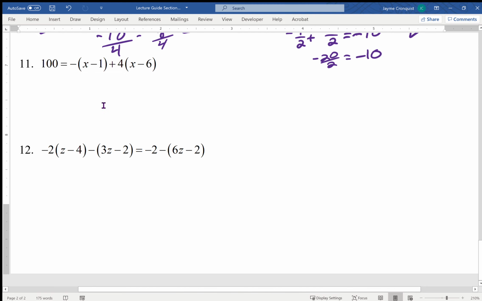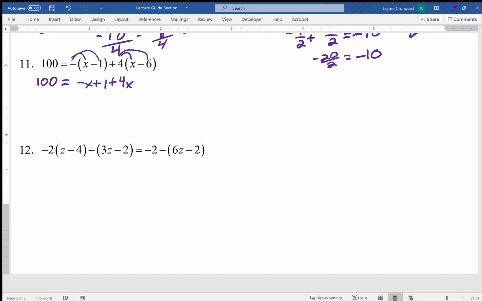Okay, number 11. Let me get rid of that. Okay, number 11. 100 equals, well, I'm going to distribute the negative in, so I get negative x plus 1 plus 4x, because I've got to distribute the 4, minus 6 times 4 is 24. So 100 equals, negative x and 4x is 3x, plus 1 minus 24 is minus 23. So we add 23 to both sides. I get 123 equals 3x.